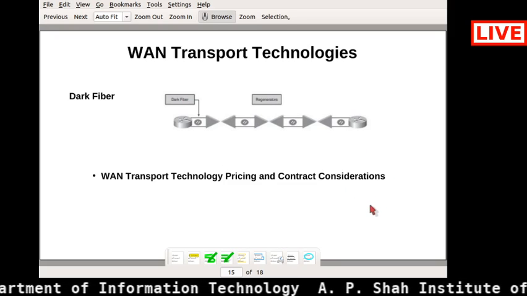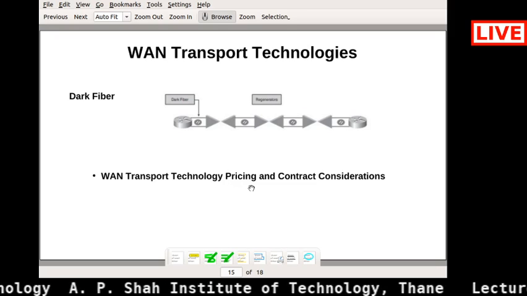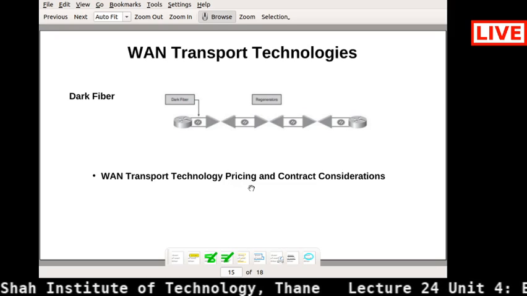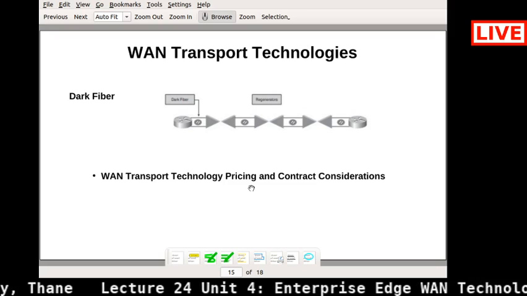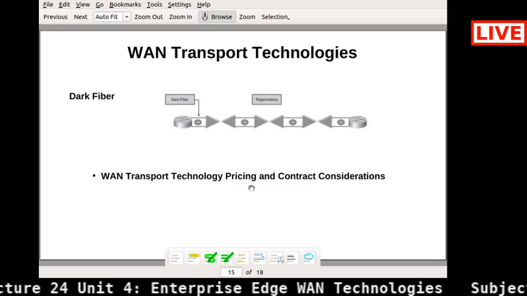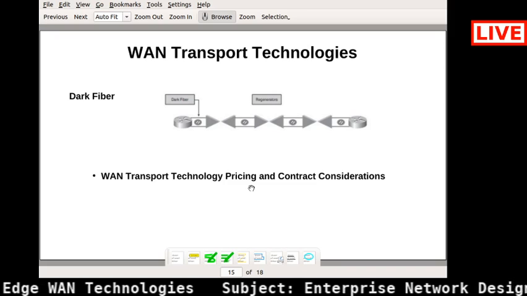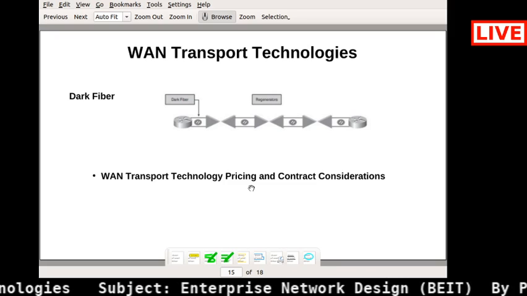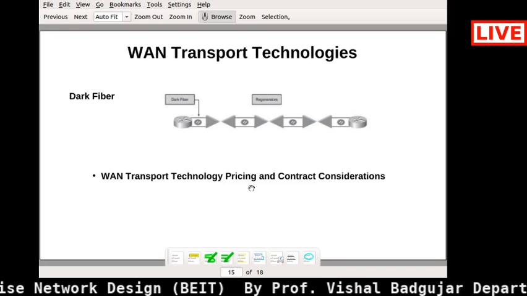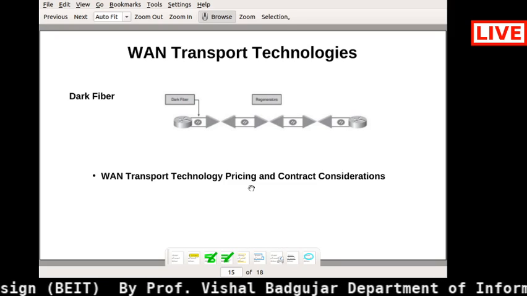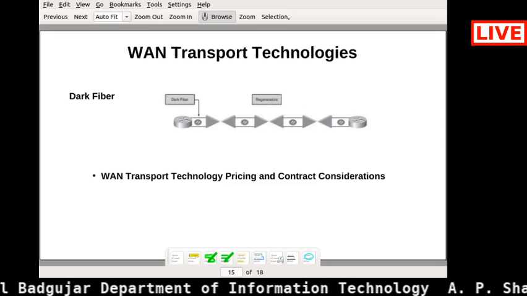Okay, and the last one is WAN transport technology pricing and contract consideration, right? We have discussed the various transport technologies, and you need to select based on pricing. What are the different prices for each transport technology, and what are the distances over which you need to connect your end devices or use it in your organization? So you need to think about the pricing and their contract consideration also, right?